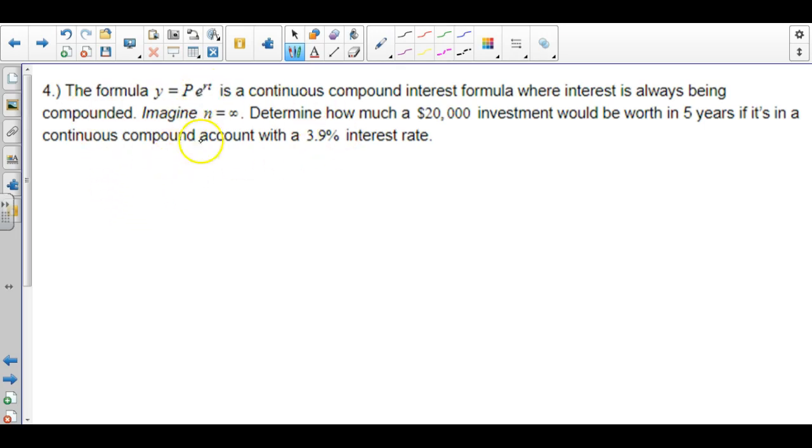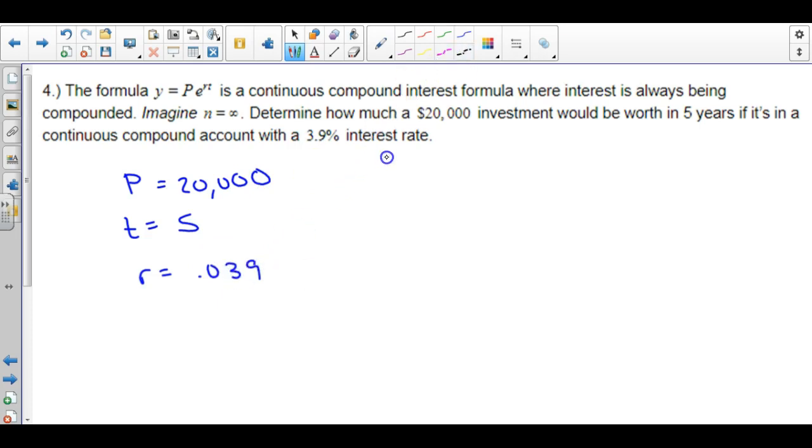So I'm going to model this the same way that I did the others. I'm just going to start off by writing out what we know. It says that I've got a $20,000 investment. We want to know how much it's going to be worth in 5 years, so t is 5. And then my interest rate is 3.9%, so r is 0.039.